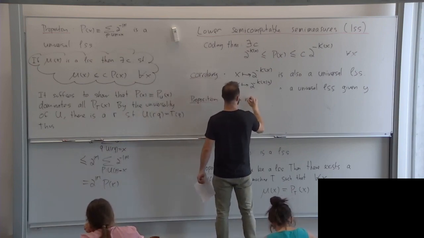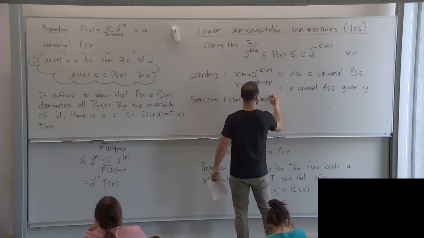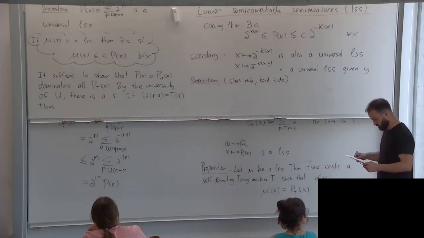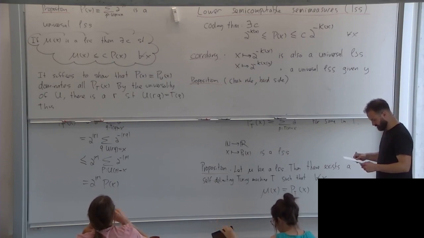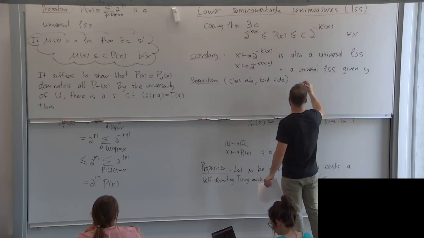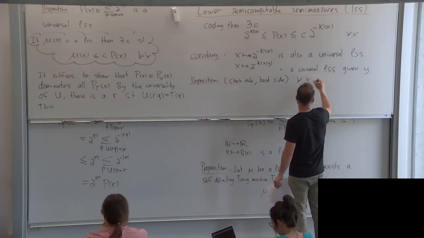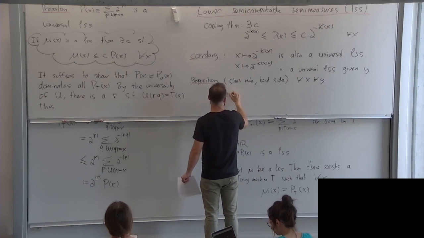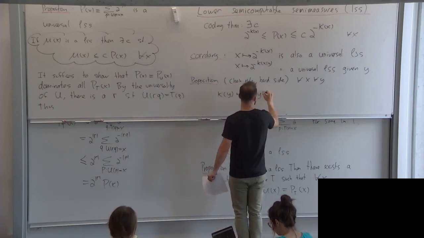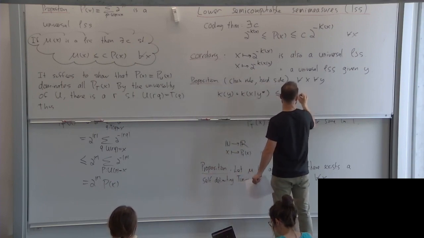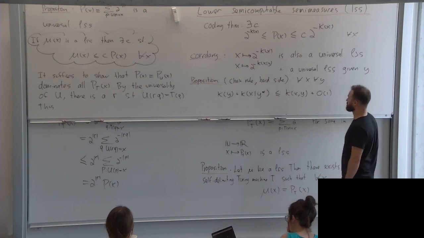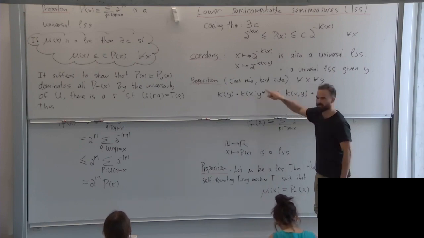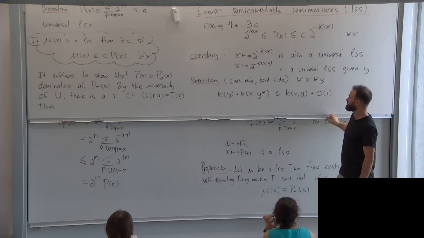Proposition, chain rule, hard side. For all x, for all y, k of y plus k of x given y star is smaller or equal to k of xy plus O of 1. In problem sheet number 3, you showed the other way around, where I put the k of xy on the left-hand side and these two terms on the right-hand side. So this is the hard side.